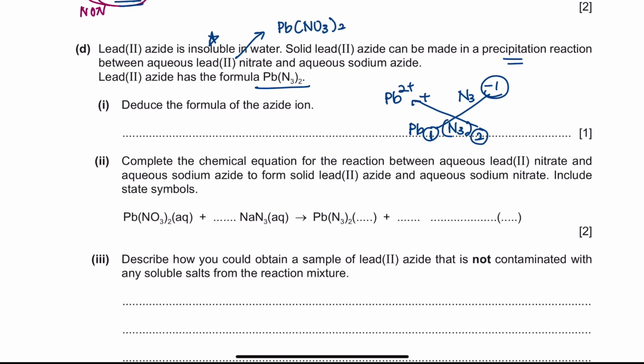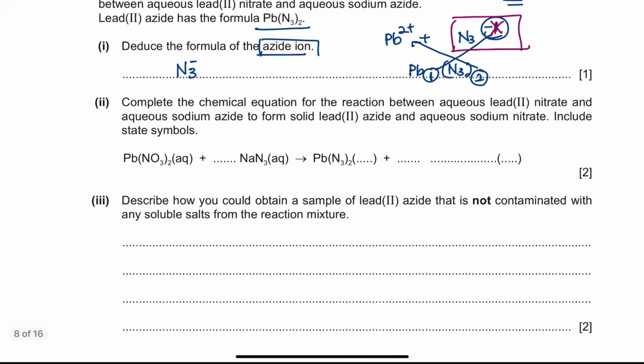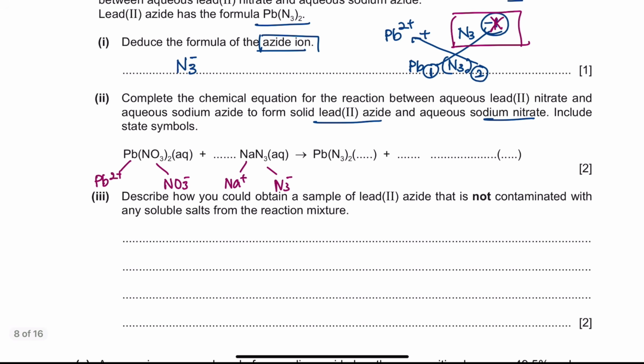So they're asking you to deduce the formula of azide ion. Now azide ion would be N3 minus 1, but it's not necessary for you to write the number 1 here. So your formula would be N3 negative charge. Complete the chemical equation for the reaction between aqueous lead nitrate and aqueous sodium azide to form solid lead azide and aqueous sodium nitrate. Include the state symbols. Now when lead nitrate reacts with sodium azide, it forms lead azide. So lead and azide has reacted with each other. So your next product would be sodium and nitrate, giving you sodium nitrate. It would be NaNO3.